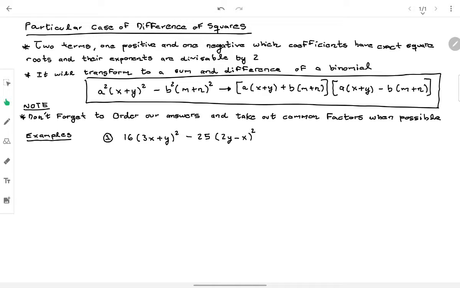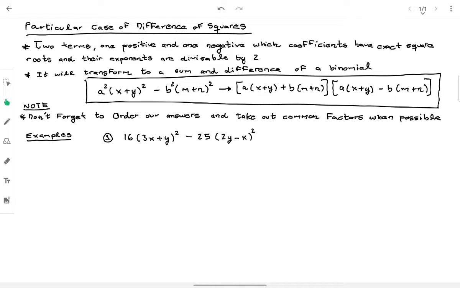The one that is negative is going to be positive in the first parenthesis and negative in the second one. Of course, remember, to have the most simplified answer, we need to take out the common factors when possible. If we get to the answer and we can take out something, we need to take it out to have the most simplified answer. Also, remember, we need to order our answers in every single topic. So let's go with the exercises today.